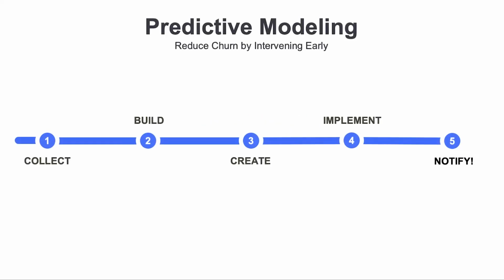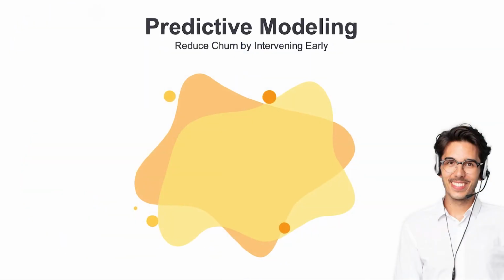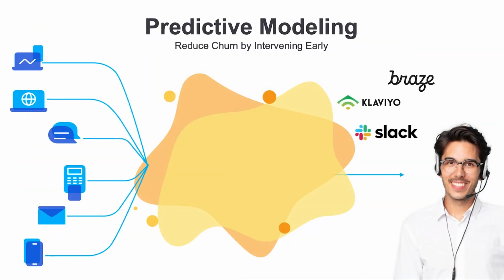That's it. In just 5 steps, you can build a propensity model that predicts when customers are likely to churn. When paired with a messaging platform like Slack, you can use the insights from the model to identify churn risks early and then take action. All you need is customer data, a messaging platform, and your Treasure Data CDP.